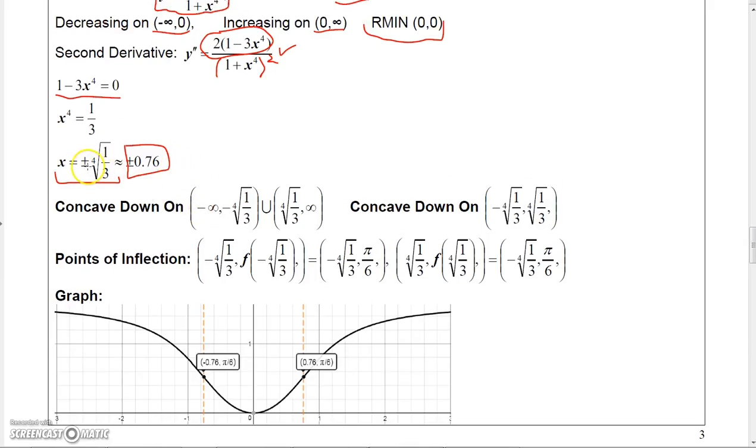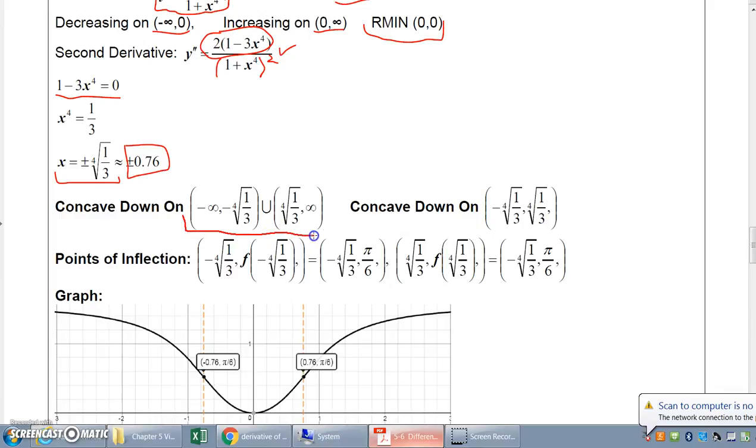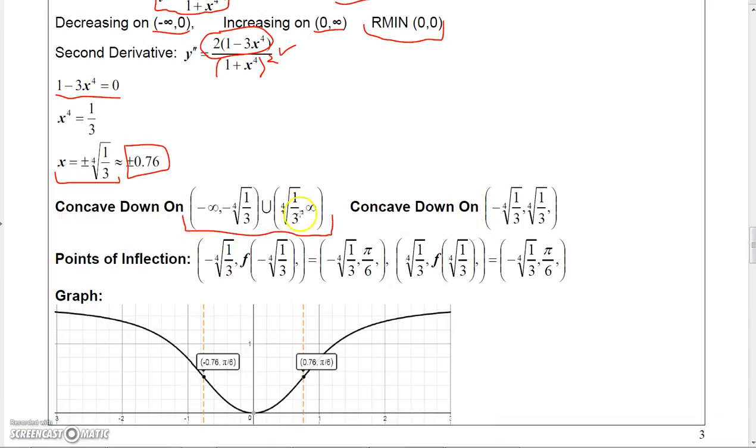And further testing around these two x values, minus the fourth root of 1/3 and plus the fourth root of 1/3, you can determine using your concavity test that the graph is going to be concave up from negative infinity to minus the fourth root of 1/3, and then also concave up from the fourth root of 1/3 to infinity.